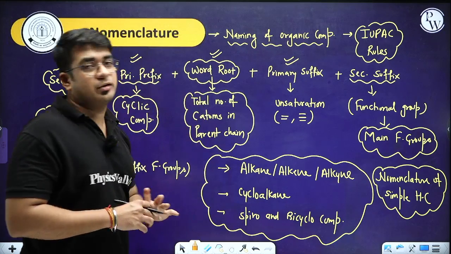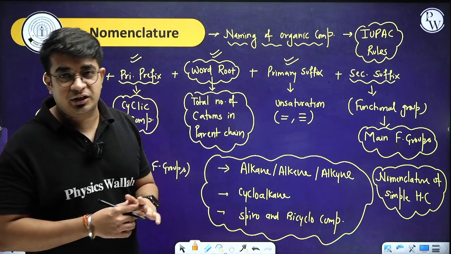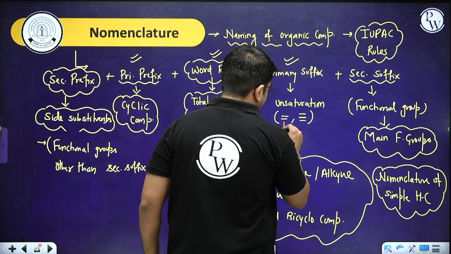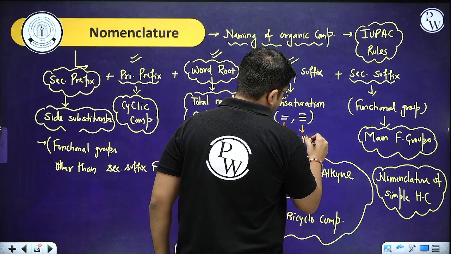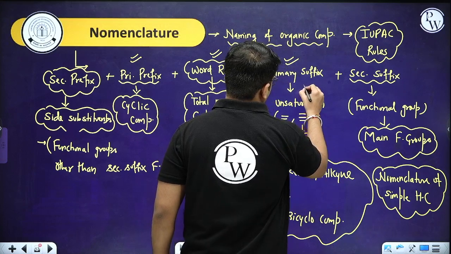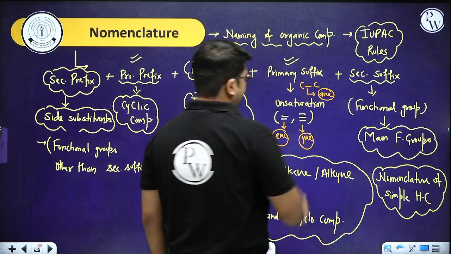Word root means total number of carbon atoms in the parent chain. This talks about the degree of saturation and unsaturation. If double bond, it means this is ene. If triple bond, it is yne. What about single bond? Carbon, single bond carbon. It will be ane.